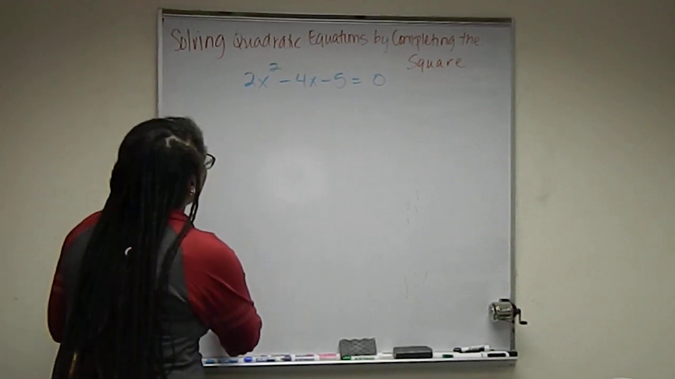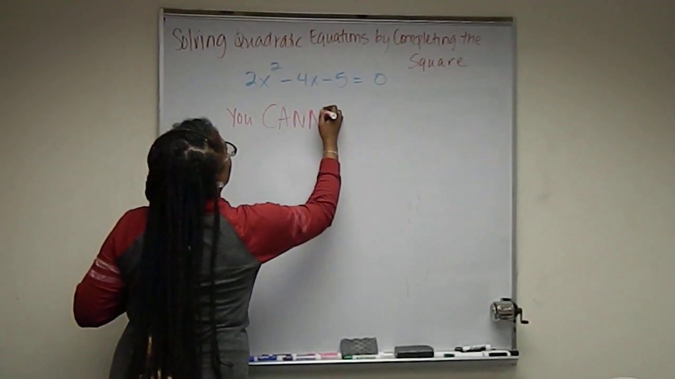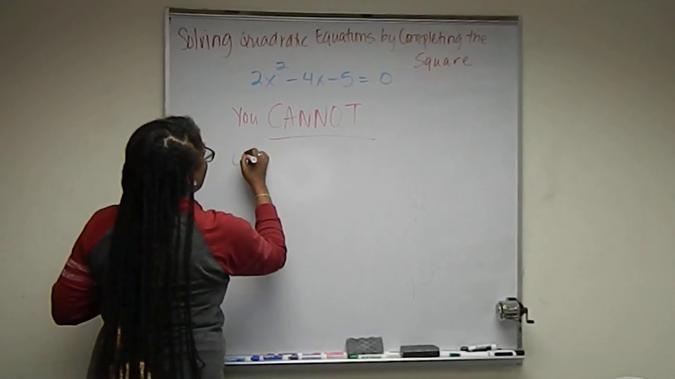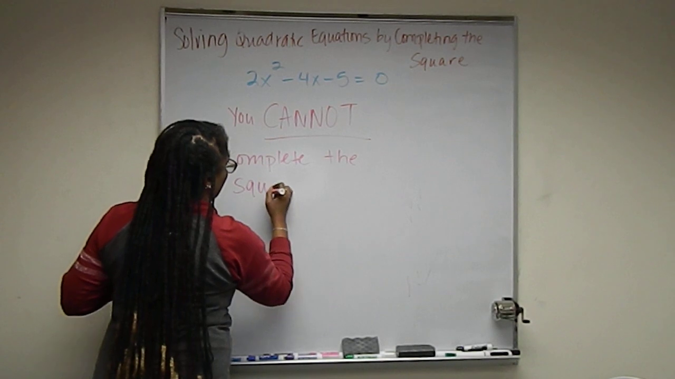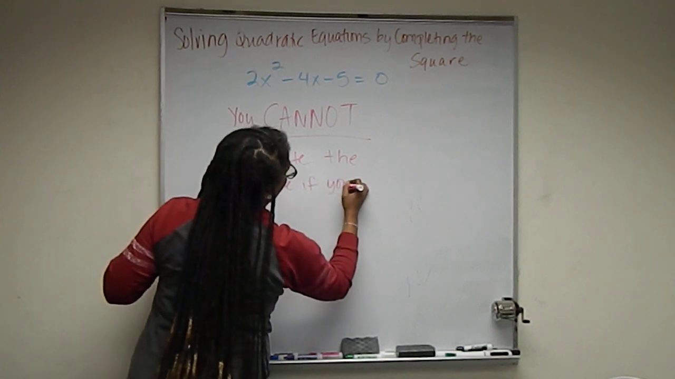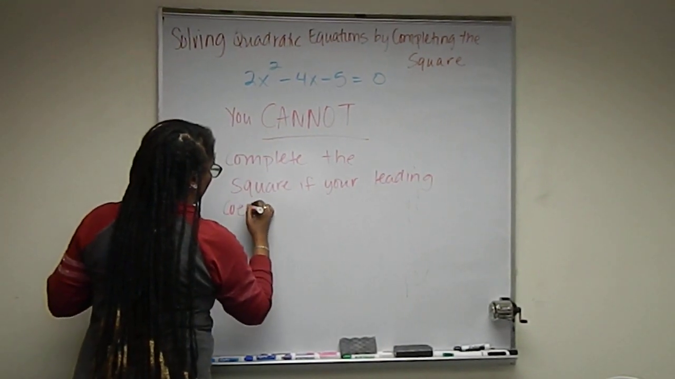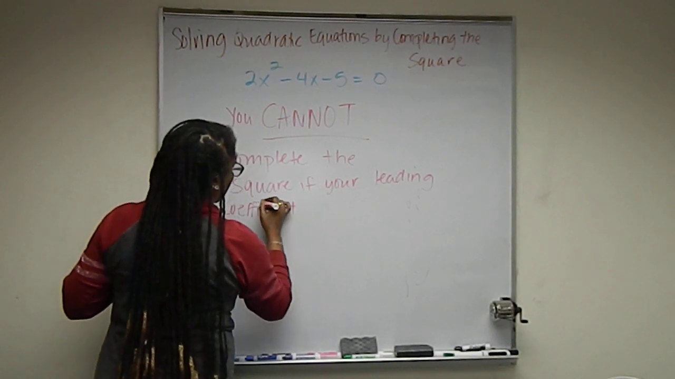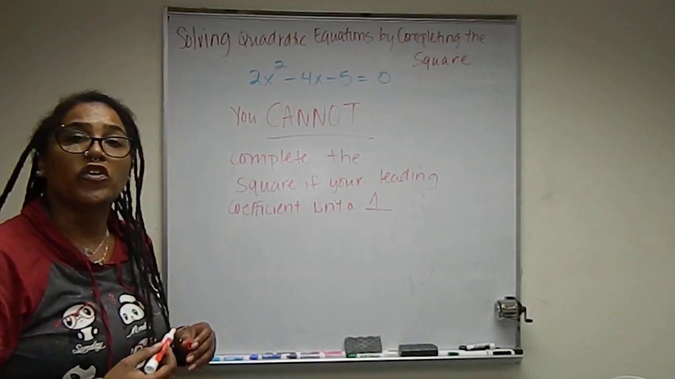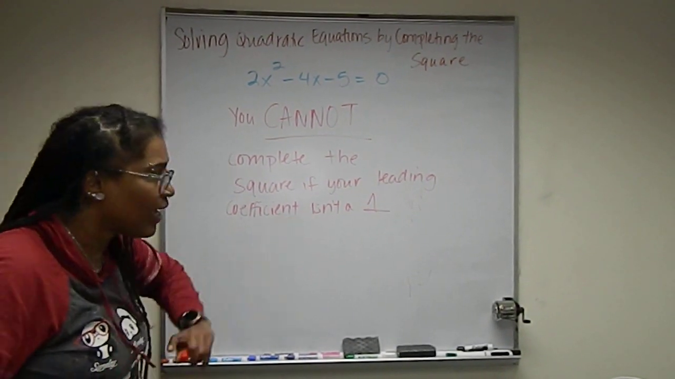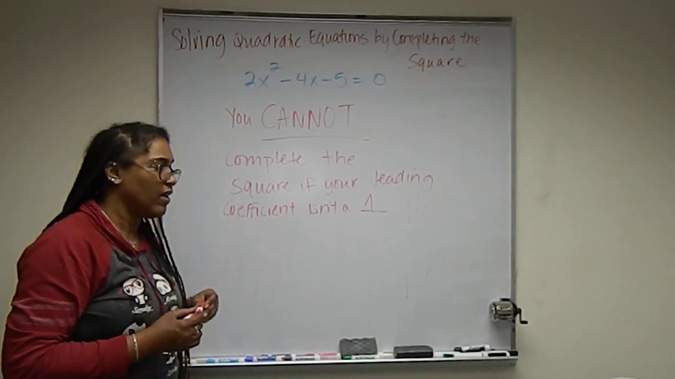Again, you cannot complete the square if your leading coefficient isn't a 1. Okay? You cannot. You have to first make your leading coefficient a 1. Right? And how do we do that?